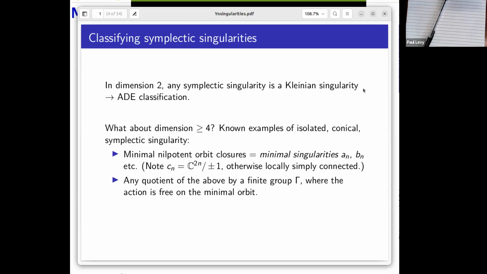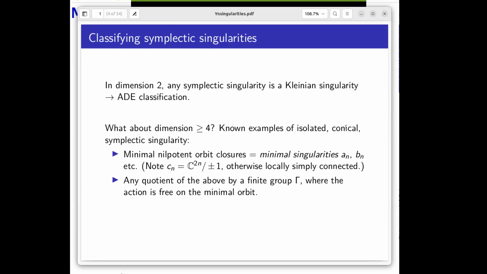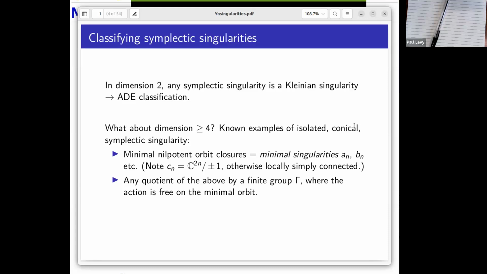On preserving the symplectic form, any algebra automorphism will do that. It makes A2 into S2. Yeah, the one that breaks A2 to S2.